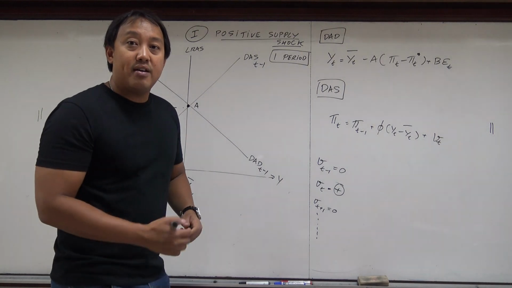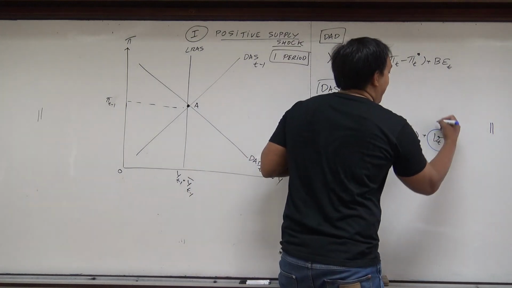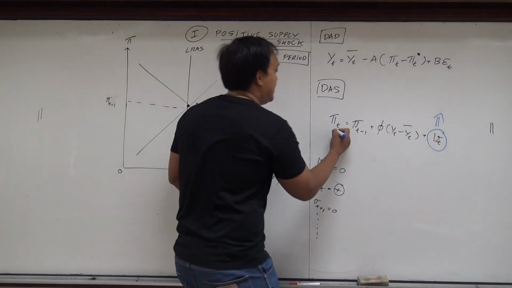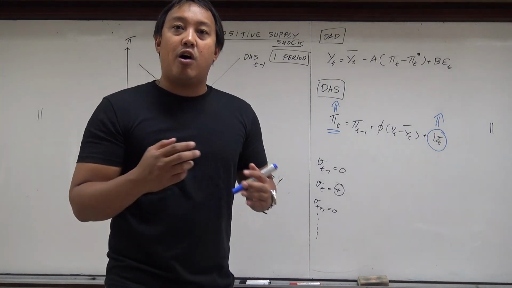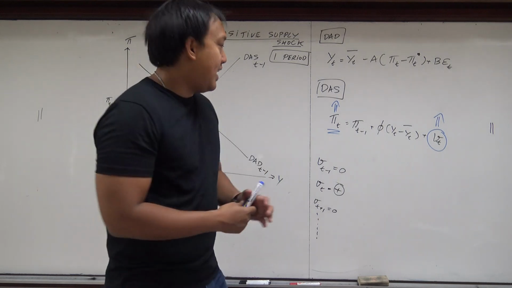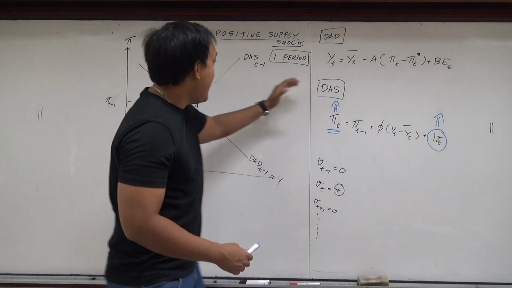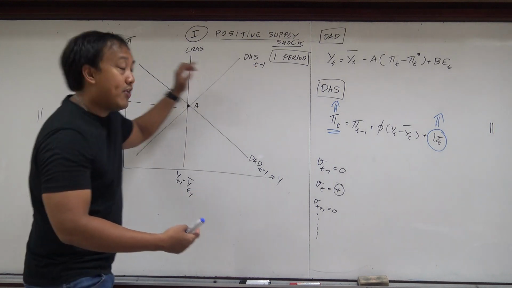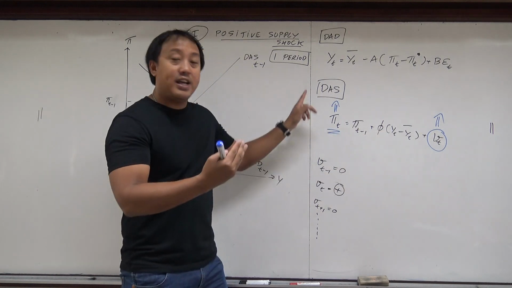Okay, at time T we have positive supply shock. When we have positive supply shock, V T goes up. As you can see, on the left side of the equation, pi T is going to go up. When we have positive supply shock, it means that for some reason the cost of production becomes higher, and everything becomes more expensive. Inflation increases. The graph of DAS is going to have some effects. DAS is here. Pi is the vertical axis.